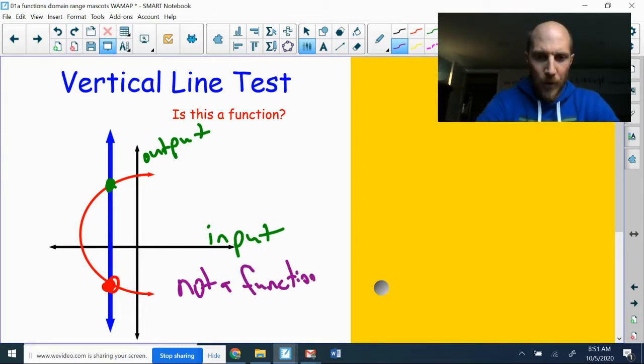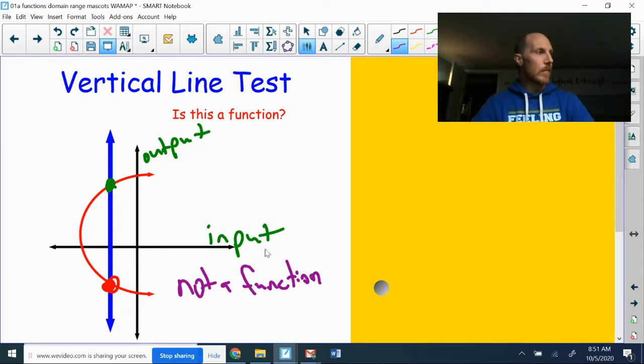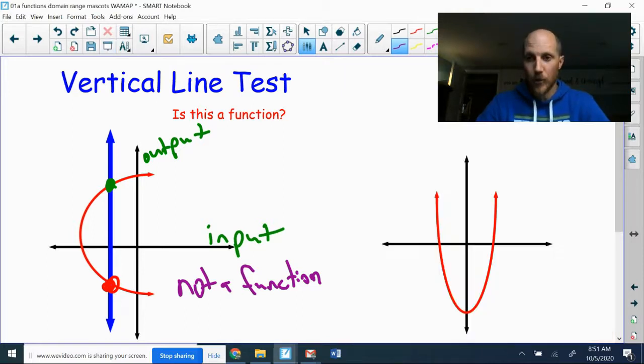Functions are super important, not just in algebra, but in just about every advanced math topic after algebra. They form the basis of a lot of the more advanced math topics that you'll continue to learn about. So super important. Let's do.